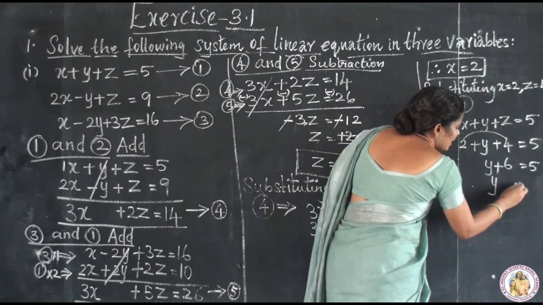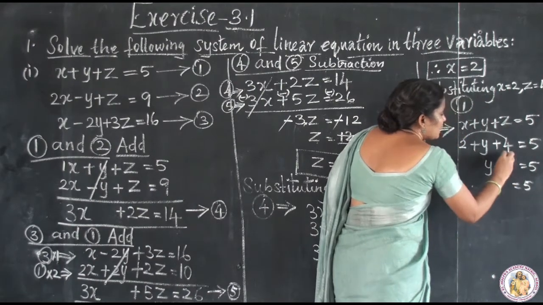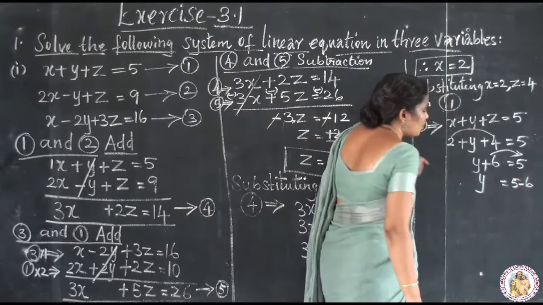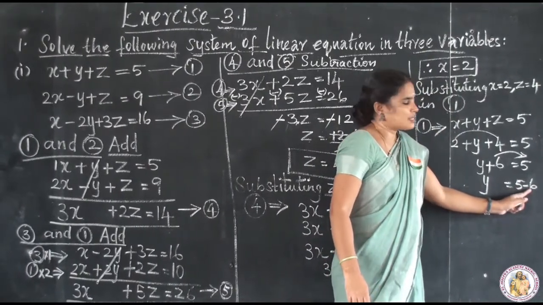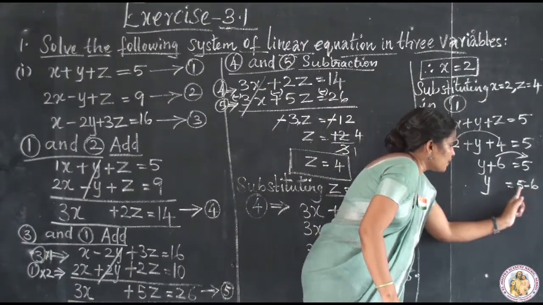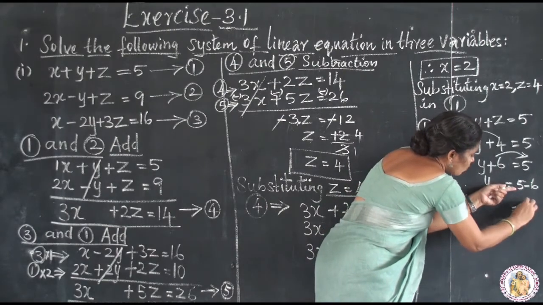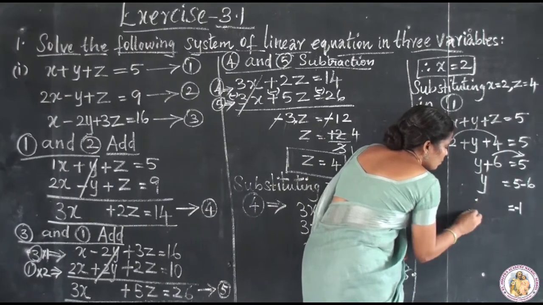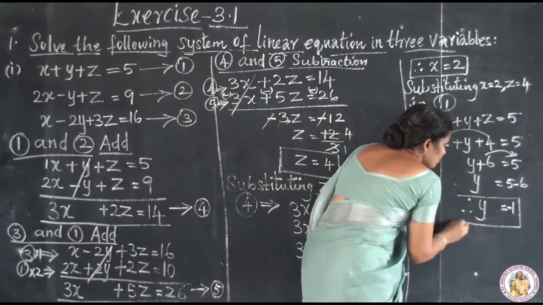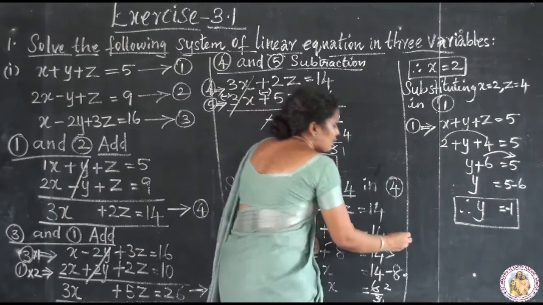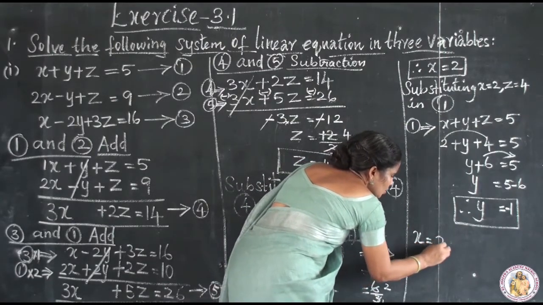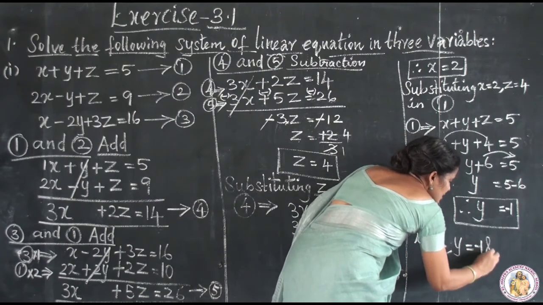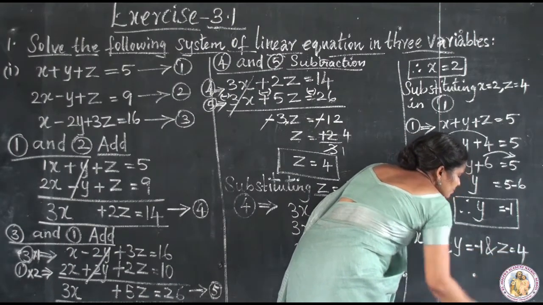Keeping y on the left side, 5. Take plus 6. While it moves to the right side, it goes for subtraction. Now you can see 5 minus 6, so subtract 6 minus 5. 6 minus 5 is 1. 6 is greater, so give minus 1. Therefore, y is equal to minus 1. At last we have found x is equal to 2 and y is equal to minus 1 and z is equal to 4. That's all.